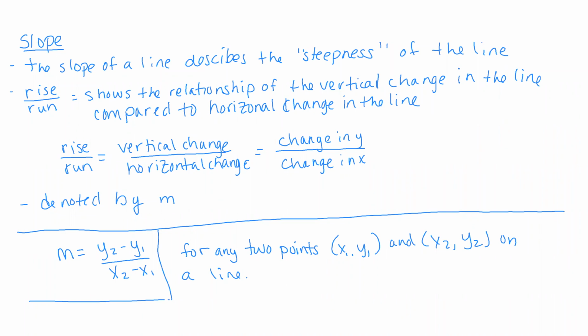The actual formula, and I'm going to get back to this formula in just a minute, to calculate the slope, assuming you have 2 points, (x1, y1) and (x2, y2) on a line, the slope of that line can be found by m equals y2 minus y1, which is just the vertical change in the line, divided by x2 minus x1, which is the horizontal change in the line.